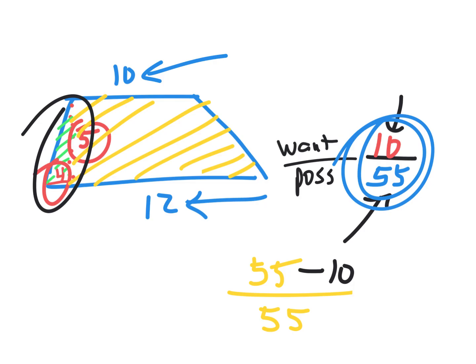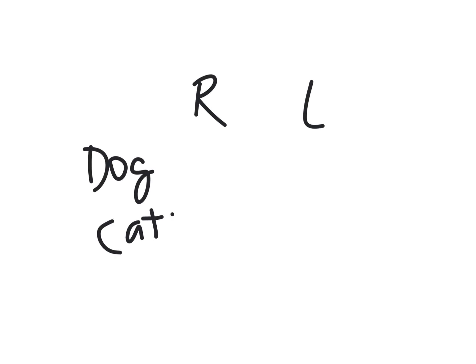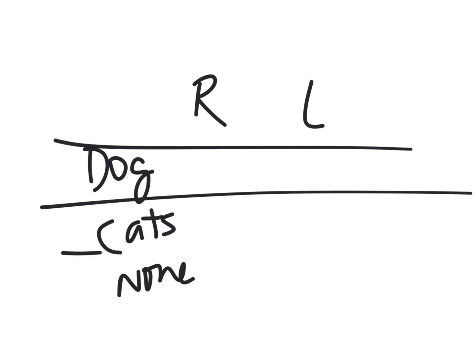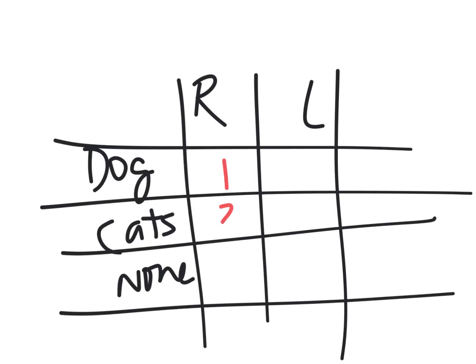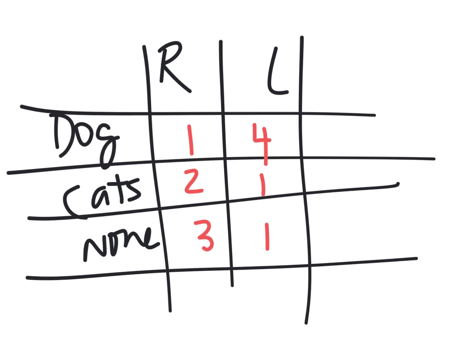All right. Next kind is, let's say there were righties and lefties in the room, and people that had dogs and people that had cats and people that had none. I'm not going to ask you for your opinions on what your situation is. I'm just going to give you some numbers that are really easy. 1, 2, 3, 4, 1, 1. And then you do not have to write all these down. What you're going to have to do is answer some questions about it.